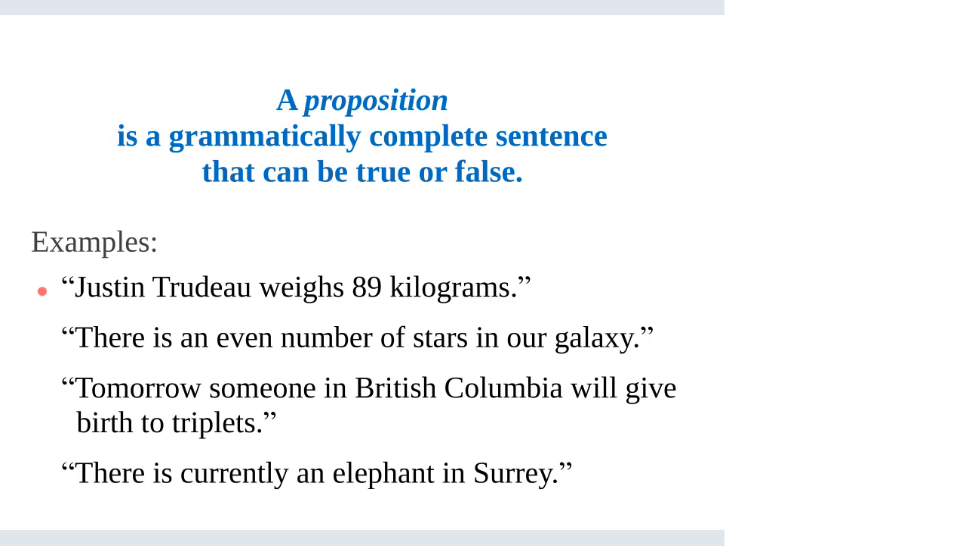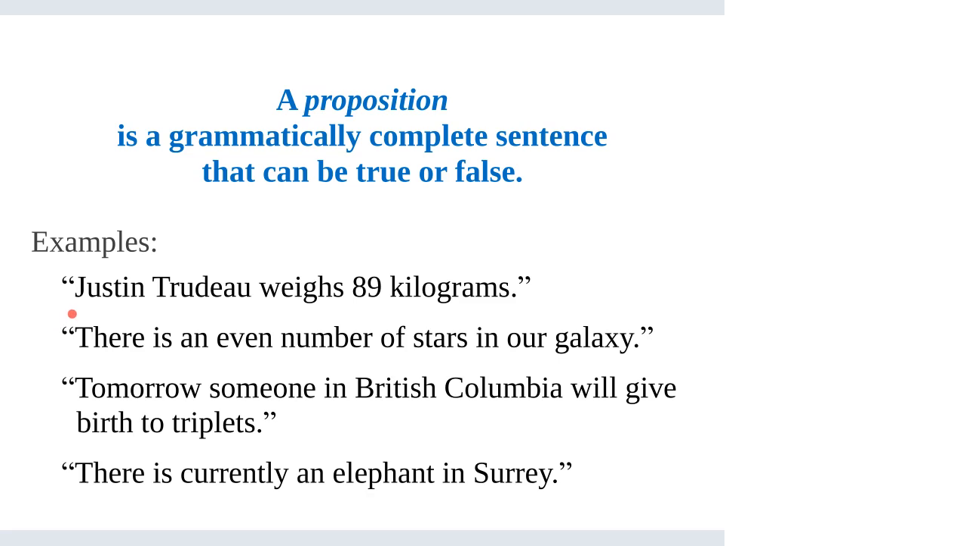So for instance, here's an example. Justin Trudeau weighs 89 kilograms. I just made that up. But look, there's only two possibilities. Either he does weigh 89 kilograms or he doesn't, right? I'd have to go check in the world and weigh him, but I'm making a claim. It's a proposition. Think of the expression here: proposition. It's taking a position. It's saying the world is this way. In this case, the universe, a particular region of it called Justin Trudeau, weighs 89 kilograms. I'm taking a position. I'm making a claim. So that's what a proposition is.